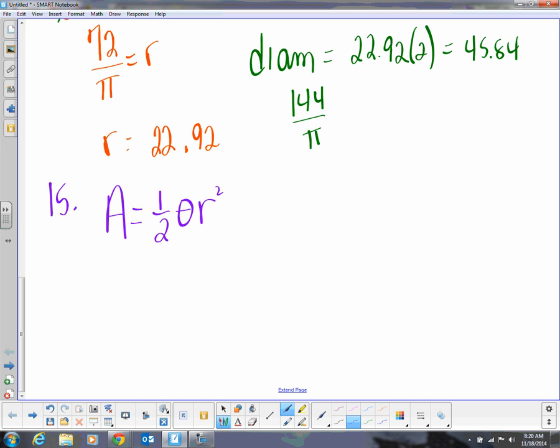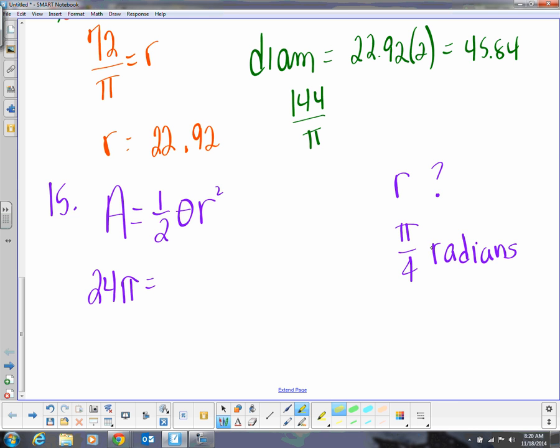It says, what is the length of the radius? Do we know it? So that means r stays r. It says the surface area is 24 pi. I'm on 15. So A is 24 pi because that's the area. And they said whose central angle measures pi over 4. Central angle is definitely a keyword. And if you missed that keyword, what's the second keyword? Radians. That all points to what? Theta.